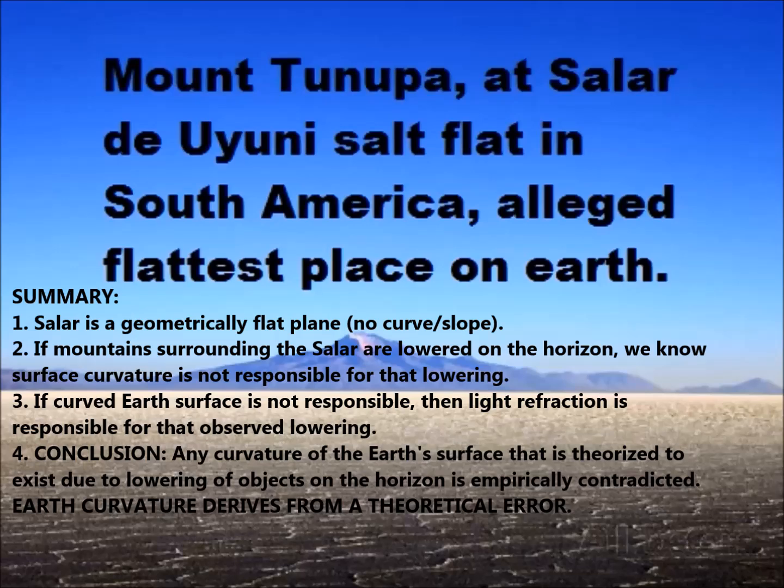Because if on this flat surface we have refraction in that sort of amount, that means refraction can account for the lowering of objects on the horizon to the extent where it can account for the lowering of the Sears Tower, and therefore only light refraction would be needed to account for the lowering of objects on the horizon, not curvature. So you might want to play that last minute back so you can get all these points set in your mind as we go forward.